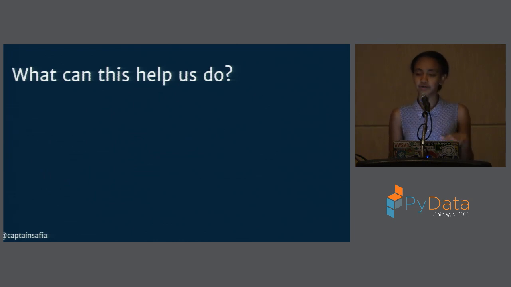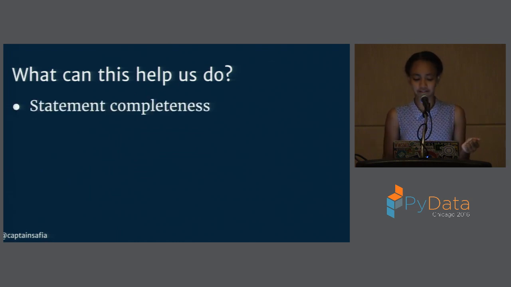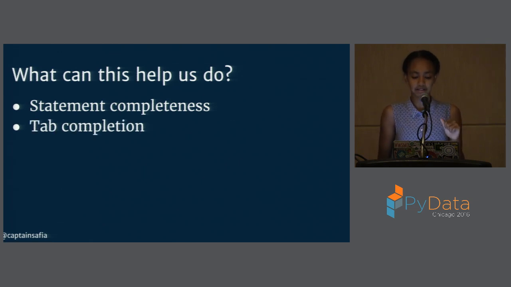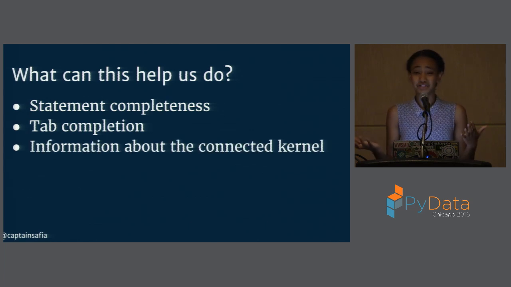And so you're probably wondering, what can this help us do in our day-to-day Jupyter use, in addition to checking if a statement is complete? Well, there's a lot of other ways that it's used. So tab complete is another way that you can use it. If you want to get information about the kernel that you're connected to, you know, what's the name of my kernel, what language is it in, what version.